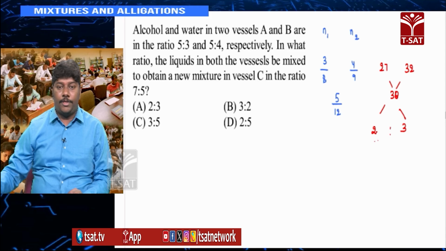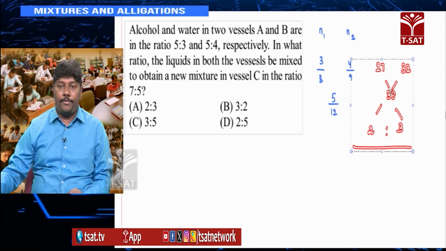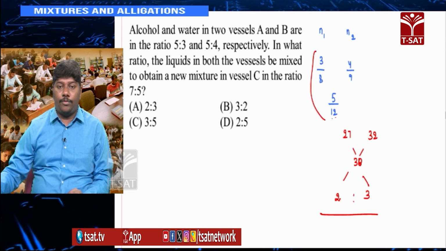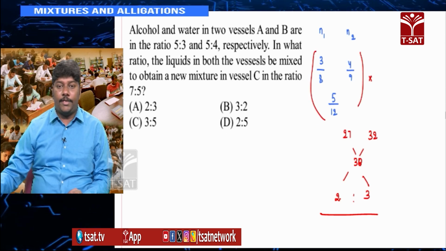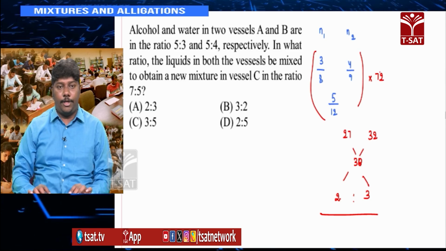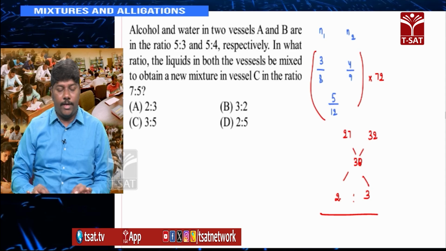So, in what ratio must you add them? You must add them in the ratio 2:3. I am multiplying everything with what? I am multiplying everything with 72. How do I get this 72? The LCM of all the denominators, LCM of 8, 9, 12, 72. So, just take the LCM of all the denominators and multiply it with the LCM, you will get the answer.